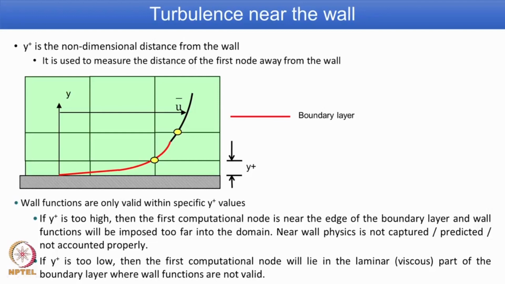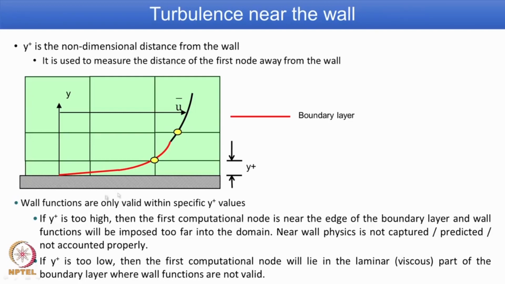Wall functions are only valid within specific y plus values. If y plus is too high, that is, if you happen to have the first point somewhere here instead of here, or a little far away from this point, or very far from the wall, then the first computational node is near the edge of the boundary layer and the wall function will be imposed too far into the domain. Near wall physics is not captured, predicted or accounted for properly.